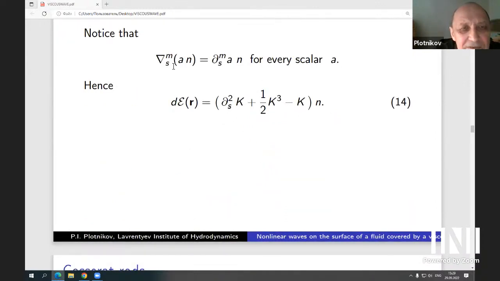This connection has very remarkable properties: for the gradient, if I have a normal vector field with some scalar A, then we have this formula, therefore n is not differentiated. It is a property of the so-called geometric connection operator. Then we can rewrite it in a form directed along the normal, and sometimes it is useful.